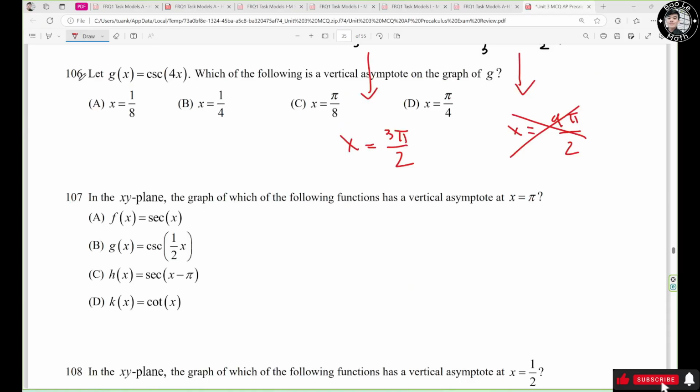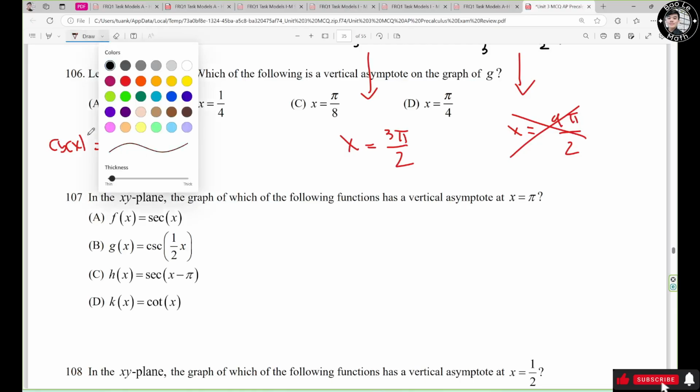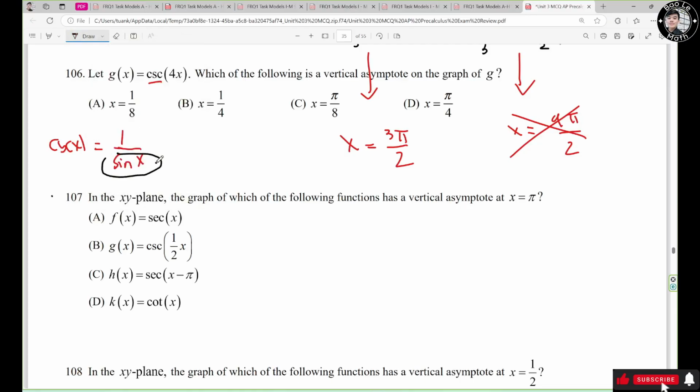Now, question 106, similar to question 105, we need to find the vertical asymptote of this function. We know that cosecant s is 1 over sine s. So to find the vertical asymptote, we need to let sine s equal 0, because when sine s equals 0 the function is undefined, so it becomes the vertical asymptote. So the angle right here for s.